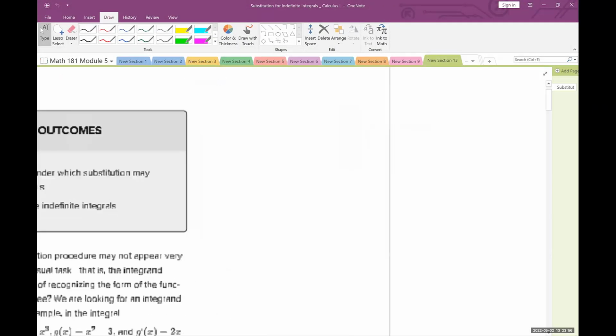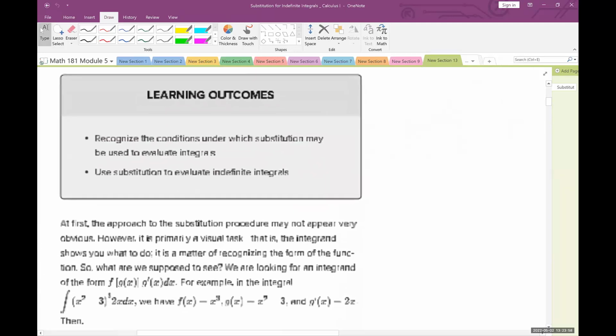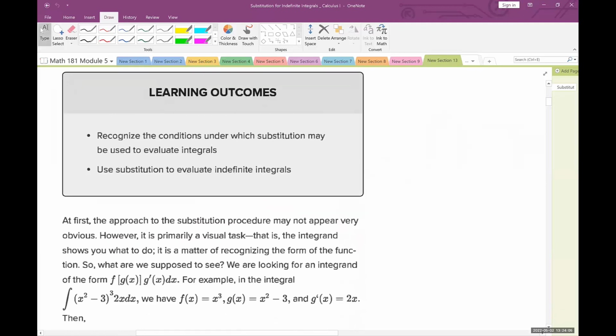Okay, now substitution is a super useful tool. Kind of feel like it should have been taught a little bit earlier, but I mean, we're still really new to the integration thing. But it gives us a way to evaluate integrals that may be otherwise complicated.